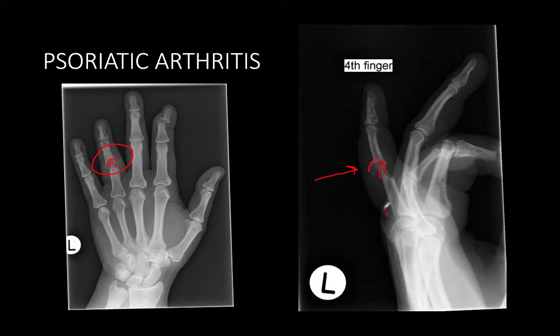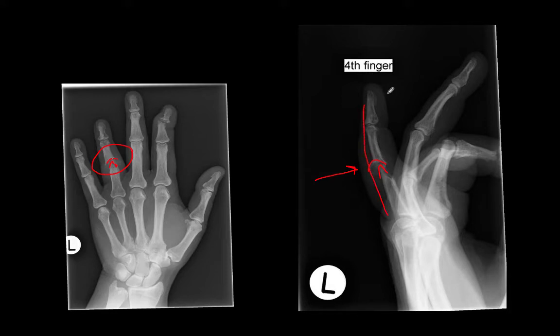Massive soft tissue swelling is generally seen. They call this sausage digit. Patients with psoriatic arthritis can have really prominent soft tissue swelling, and we can note that on the PA view as well, digits involved.